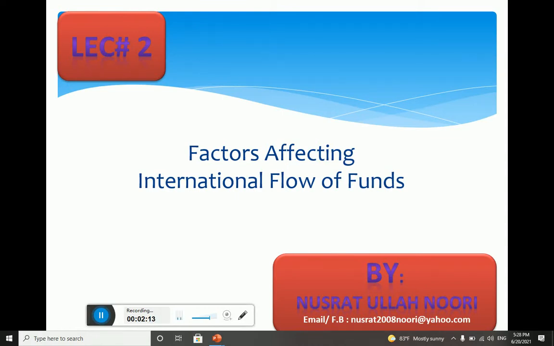So when this flow happens, it could be as a result of international business, trade, foreign direct investment, foreign portfolio investment, joint ventures, franchising, licensing, purchasing financial securities, purchasing fixed assets or selling fixed assets in a country. Whatever the reason, we have to know what factors affect the flow of these funds. That's what we are going to discuss in today's lecture. So let's begin.